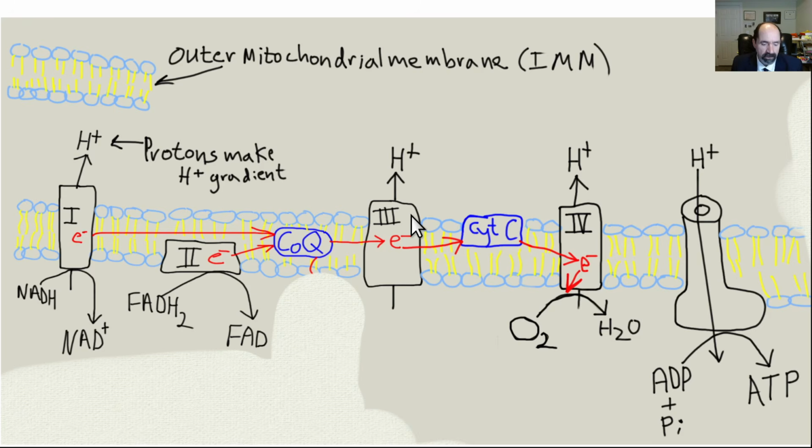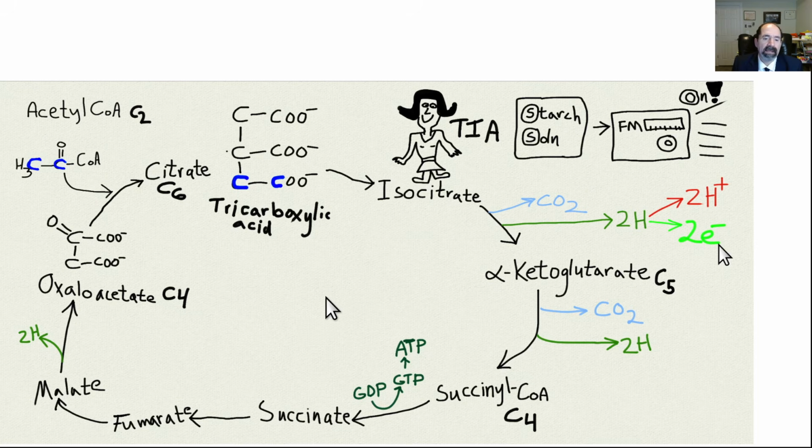Just want to show you a little bit about how I would memorize Krebs cycle. We talked about acetyl-CoA coming in, the C2 molecule, meaning 2 carbons. It's going to combine with a C4 molecule, 4 carbons, called oxaloacetate, and it'll form citrate.